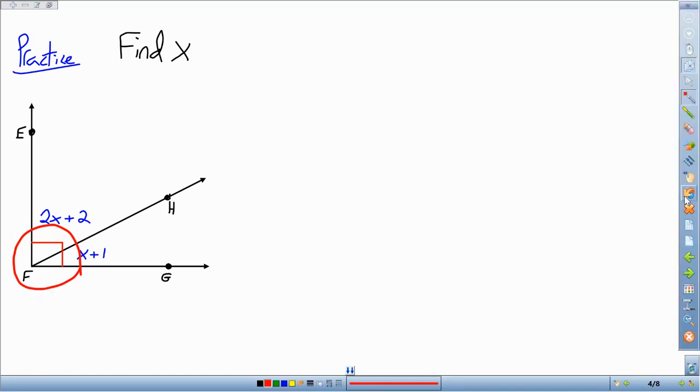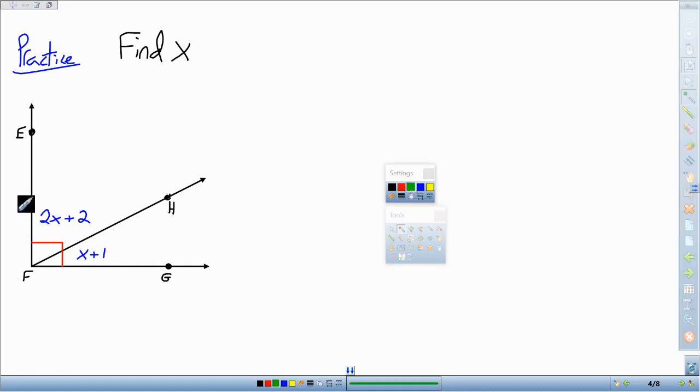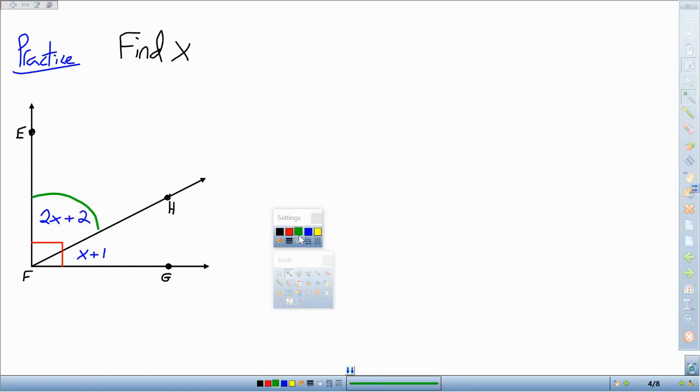So you can now go ahead and write out your equation. You know that this angle plus this angle is going to equal the entire angle, which we figured out was 90 degrees. Go ahead and write out that equation, solve it, and then figure out what x is. Okay, go ahead.